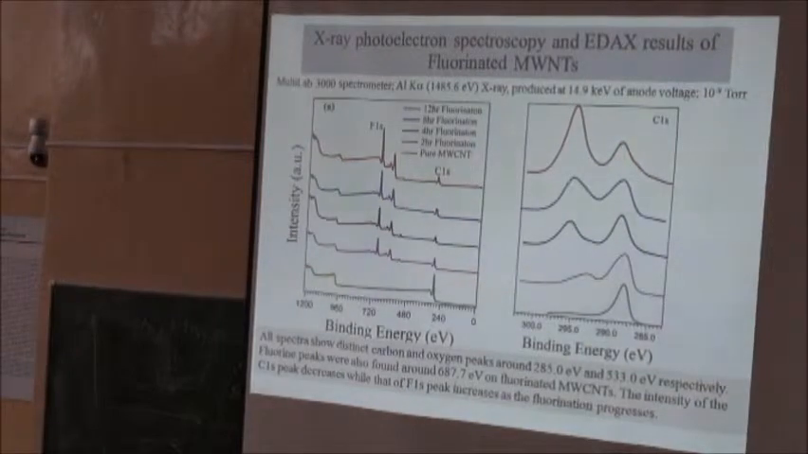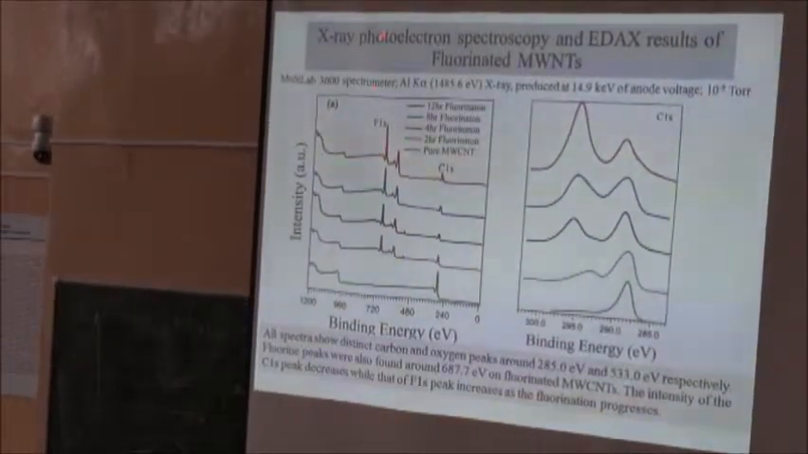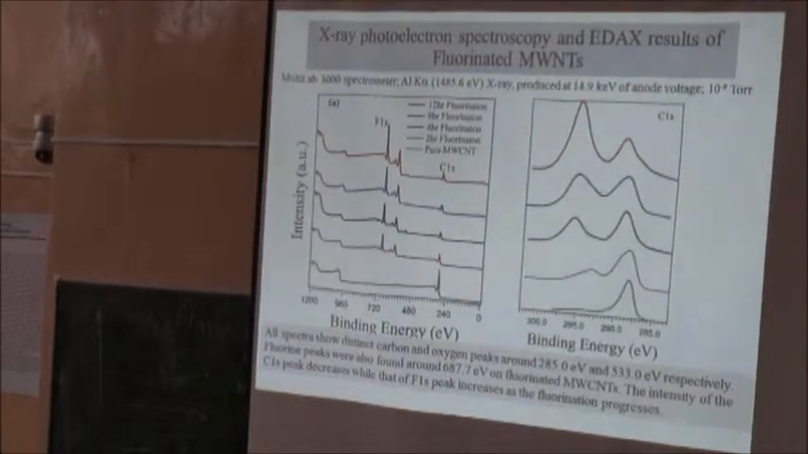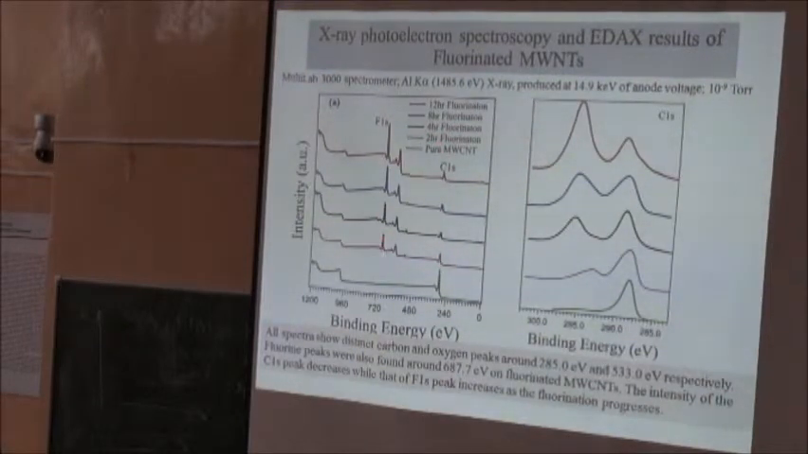Now if you look at the XPS, initially before we fluorinate, I have only a carbon signature. This carbon nanotube is only carbon. When I fluorinate for 2 hours, I can see a fluorine peak coming here, and the carbon peak is getting weaker. If I fluorinate for 4 hours, you can see this fluorine peak getting stronger and stronger. That means you are putting more and more fluorine into your CFX.